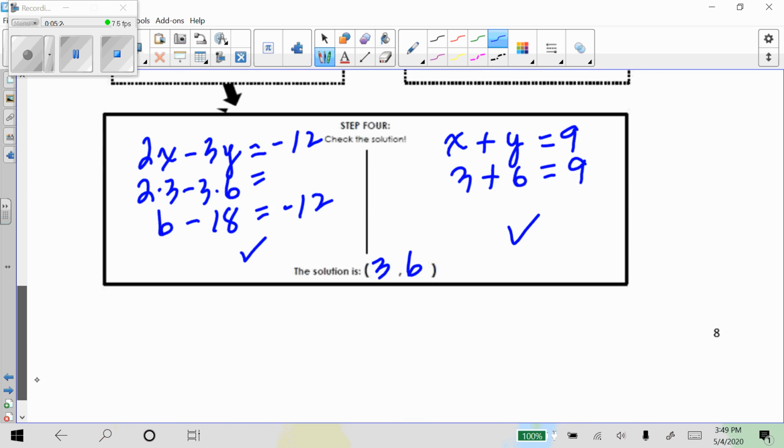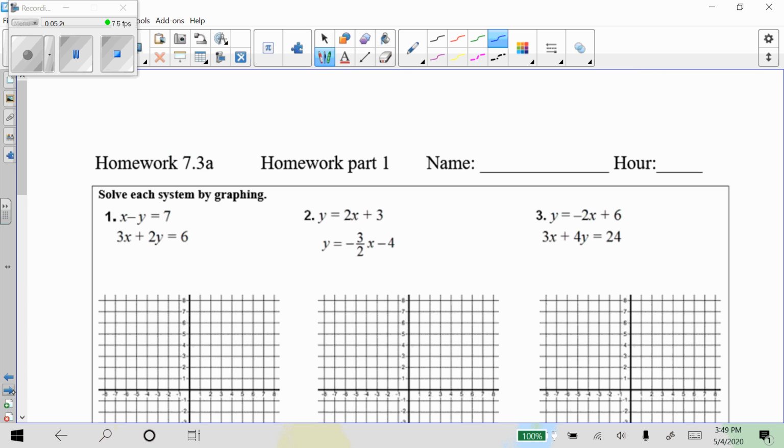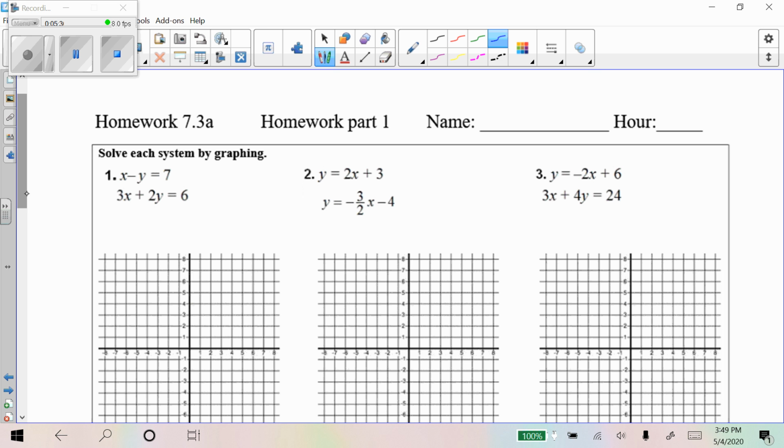All right, so I'm thinking at this point, you're going to do this homework. I put it on a Google Doc so you can just submit the answers. Like you did in yesterday's assignment, you're going to give all your answers as an ordered pair like this. So that's not the right answer for number 1, by the way, but that's just how you're going to do it.